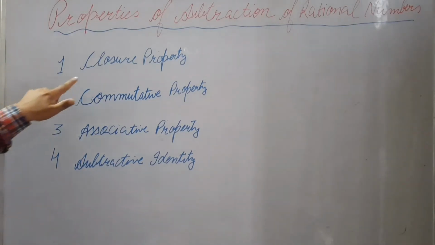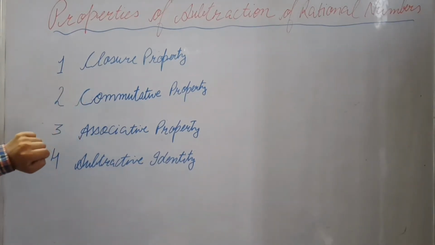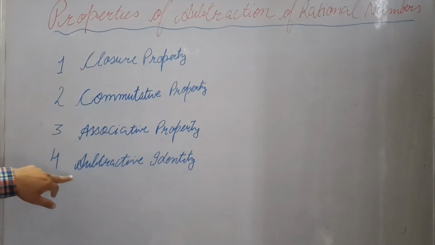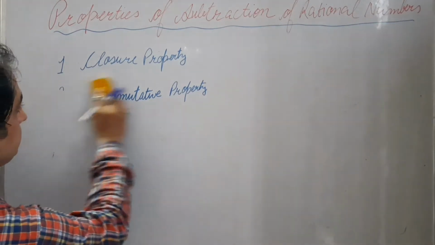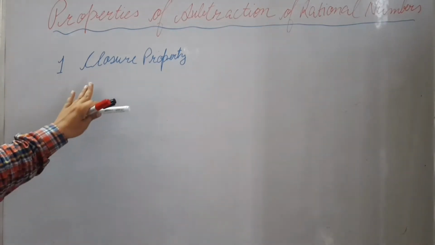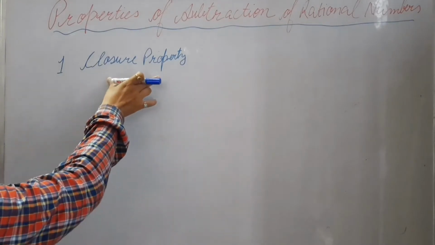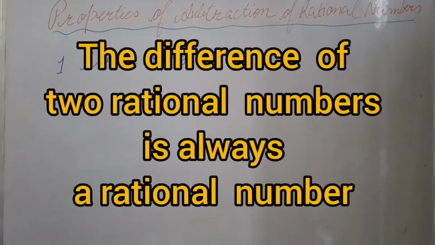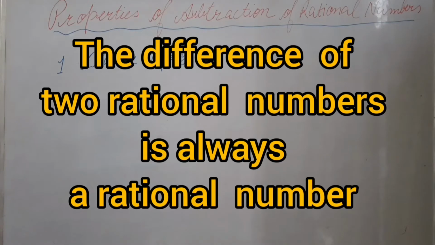Out of these properties, the closure property, the commutative property, and the associative property, and the last one is the subtractive identity. We will discuss these properties one by one. Let's start with property number 1, closure property. In case of addition, the sum of two rational numbers is always a rational number. Similarly, in case of subtraction, what is the meaning of this property? This property tells us that the difference of two rational numbers is always a rational number.